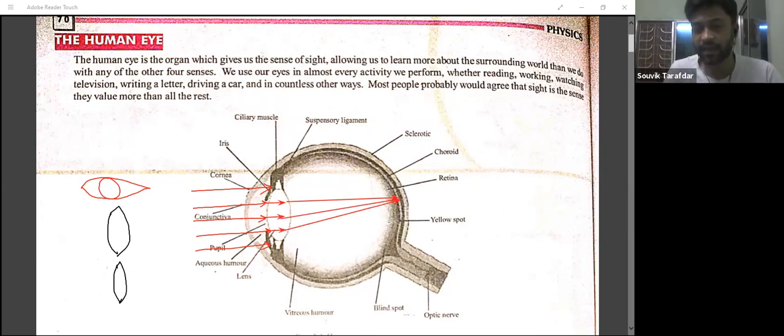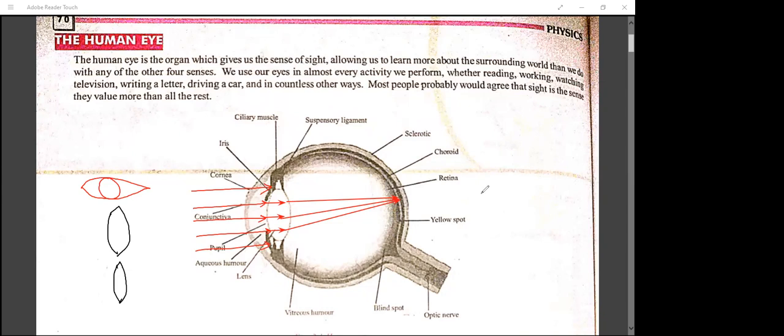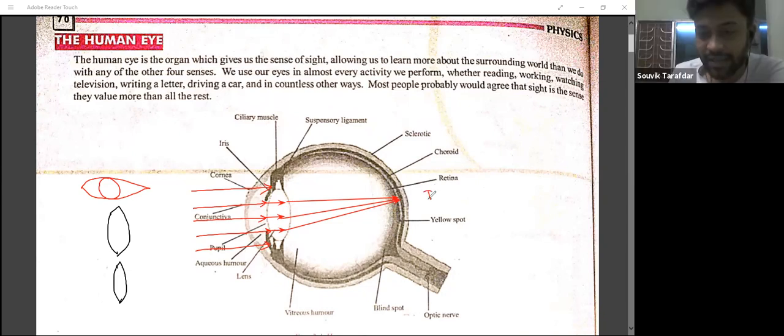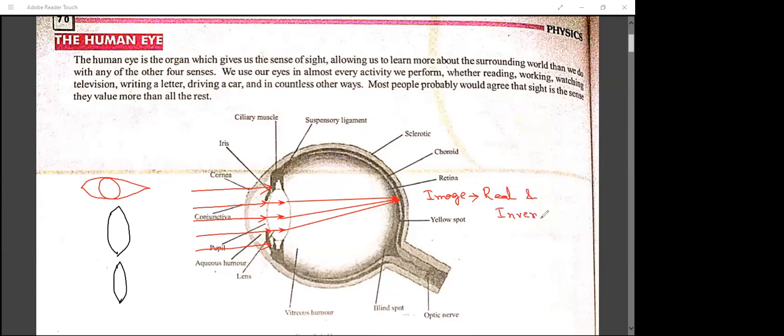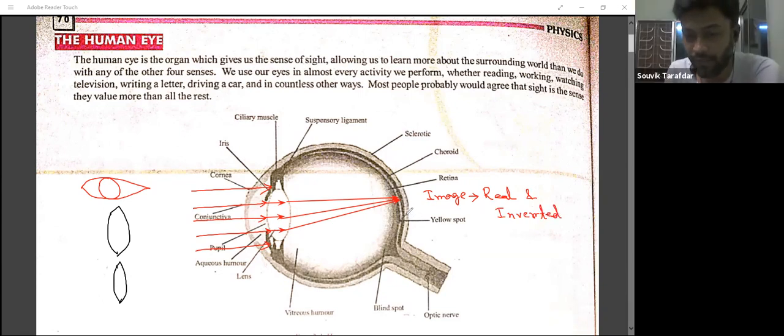And what kind of image will form? What is the nature of the image? Sir, it will be real. Real means, sir, real and inverted. Exactly, real and inverted. So let me tell you, students, the image that falls on the retina is actually an inverted image.